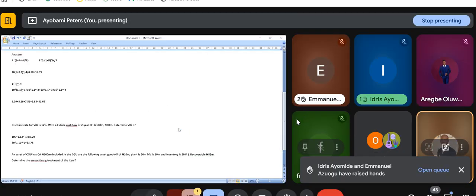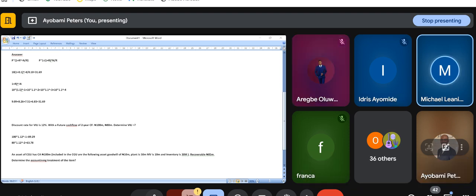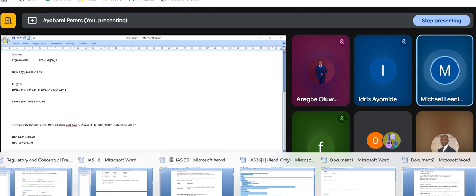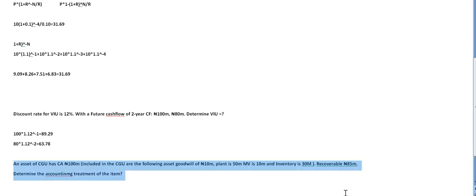Okay, Michael, you are raising your hand. You want to ask a question. Idris, just put down your hands. You mark yourself. Go ahead. I'm confused on what the man said. That's why I said just hold on. Let's solve it together, and then you will know whether the man is correct or you are correct.